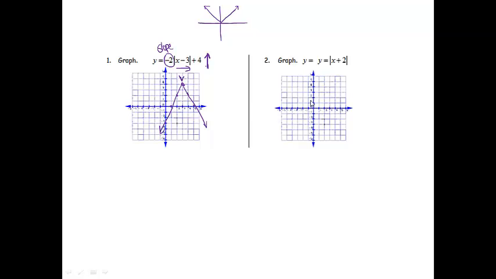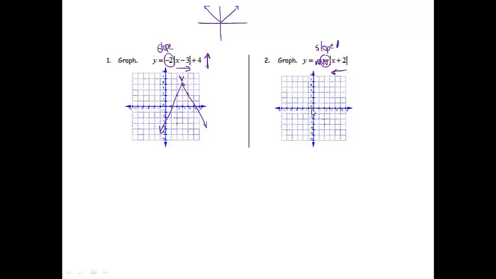Okay, number 2, we have y equals, whoops, we got a couple absolute values going on here. Absolute value of x plus 2. Again, it's going to look like a V. We're going to discuss the different features. There's nothing on the outside, so it's not going to move up or down. This plus 2 on the inside is going to make it move the opposite, so it's going to go to the left 2. And then there's no number in front of here, so my slope is just going to be 1.